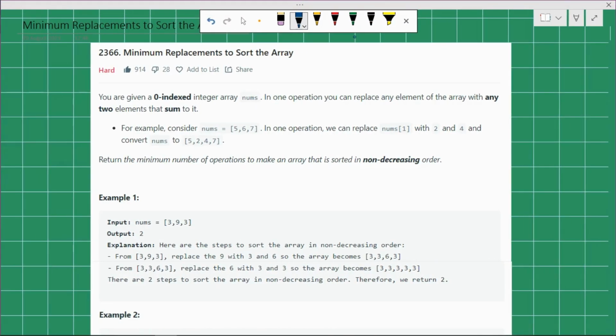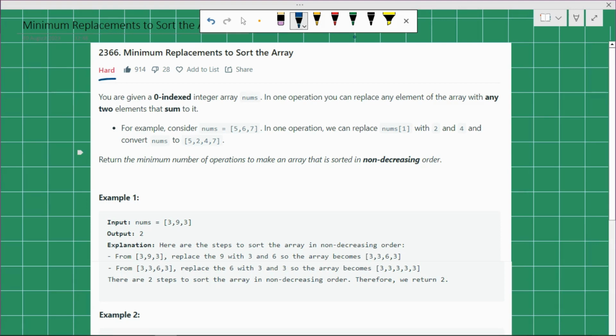Hello everyone. So today we are going to solve problem number 2366, minimum replacements to sort the array on LeetCode. It is marked as a hard problem on LeetCode, but I think it should be medium. So let's first read the problem statement.